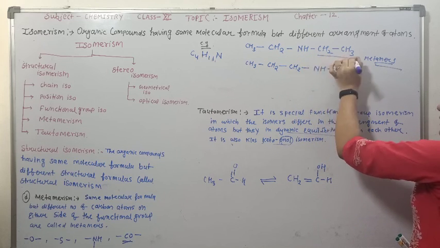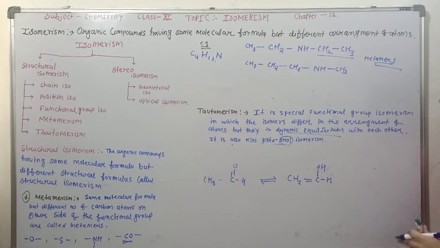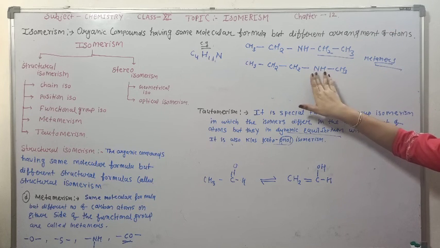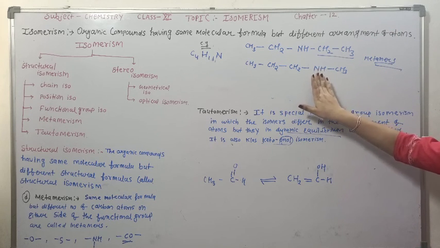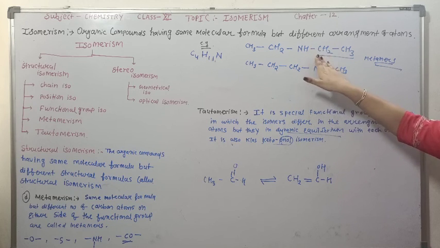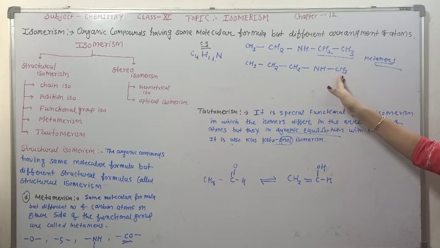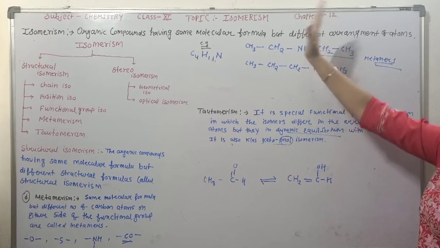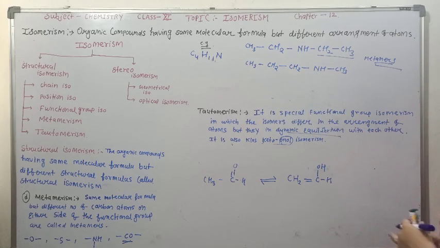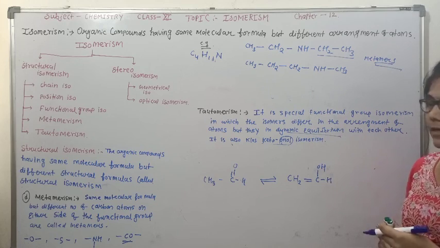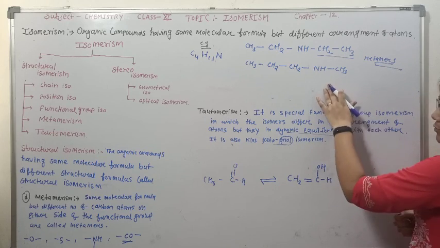The compound is N-ethylethanamine. This is it, and its metamer is, you can see this is our functional group, having ethyl on both sides, and in its metamer we can see there is only a methyl group. One carbon is shifted to the left-hand side. So in metamerism, what happened? The number of carbons differs on either side of the functional group.